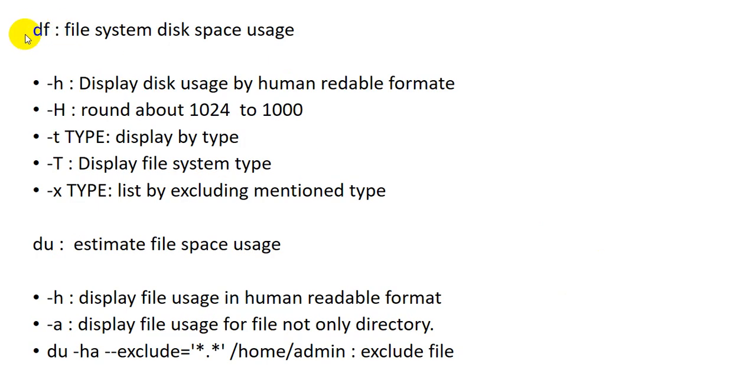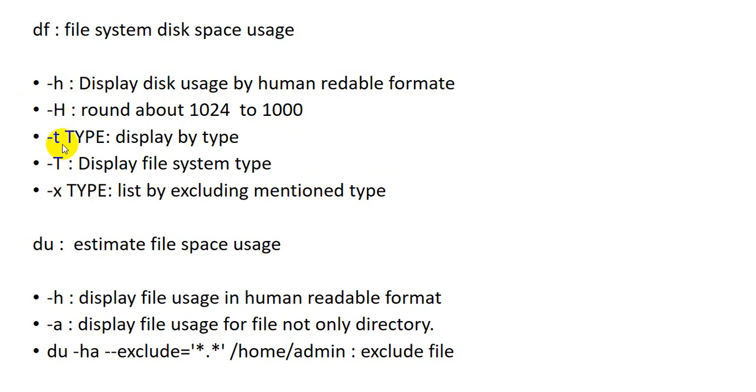The fourth command is the df command, which is used to display the disk space usage. It will show you the disk space usage. If you use -h with df, it will display disk usage in human readable format, with capital H, roughly rounding the value from 1024 to 1000. So this is rounding the value.